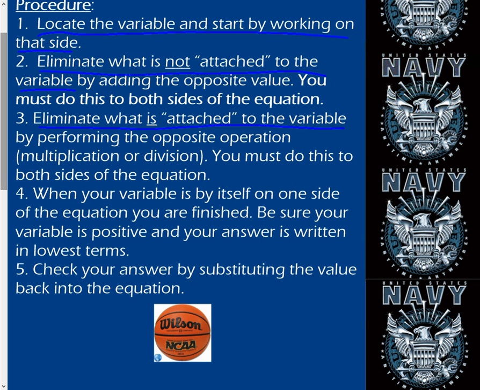It'll be multiplication or division. So it's always going to be addition or subtraction first. It's always going to be multiplication or division second, unless we have more going on than just these 2 steps. But we'll get to that in the next session. Step 4, when your variable is by itself on one side, you are finished. Be sure it's a positive variable and you have it written in lowest terms. And final, step 5, check your answer. If you have each step written down with what's underlined there, you're golden. If you want to pause it and make sure you have those written down, that would be ideal.